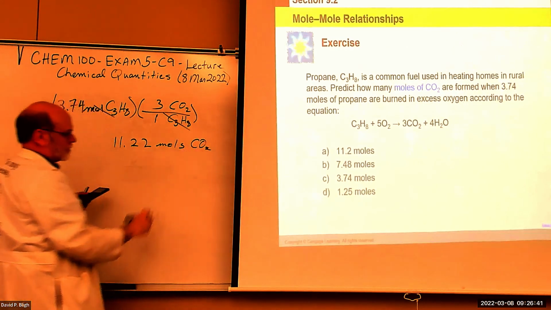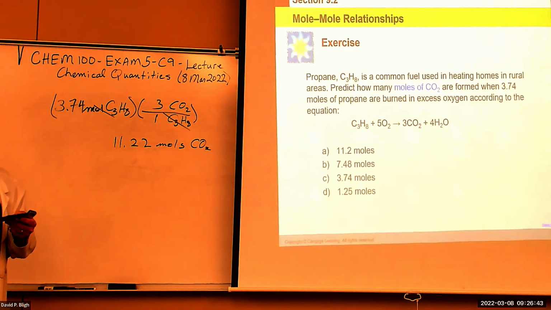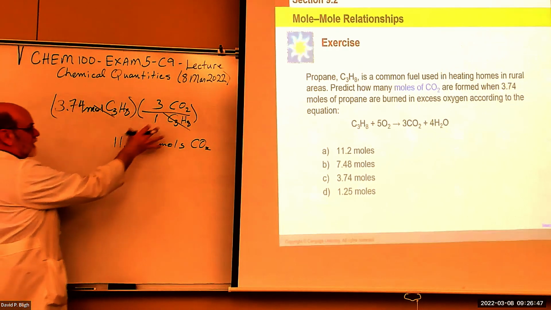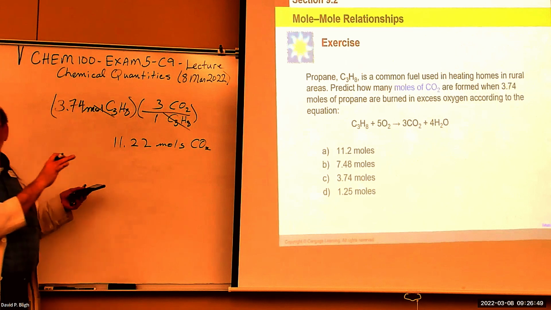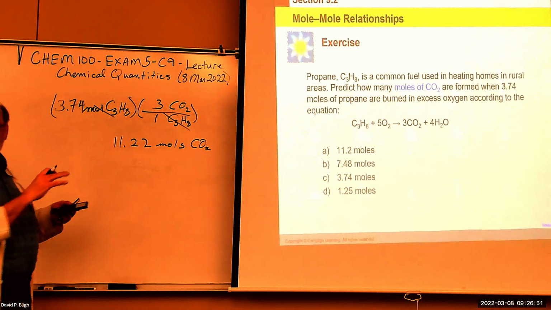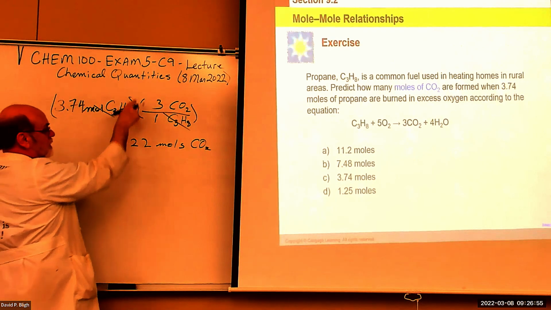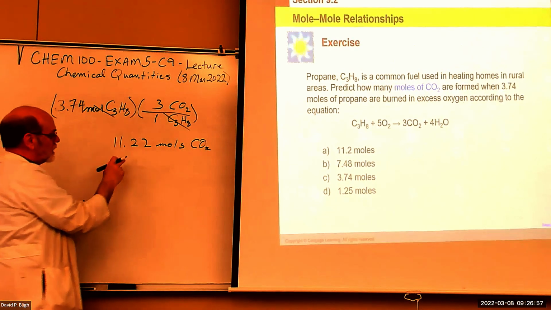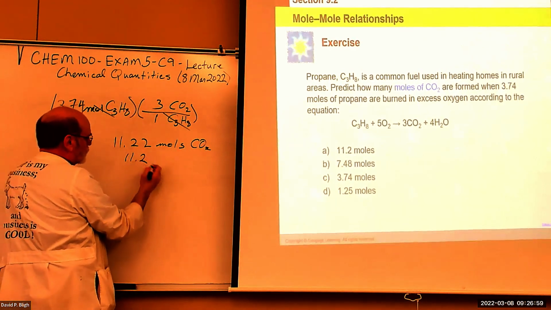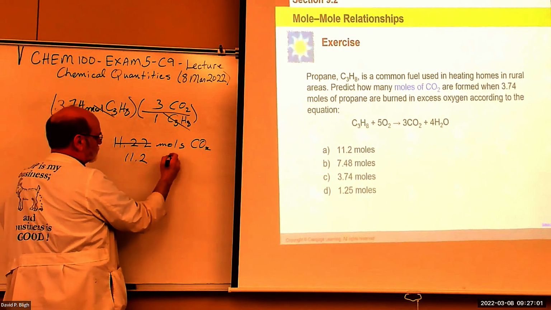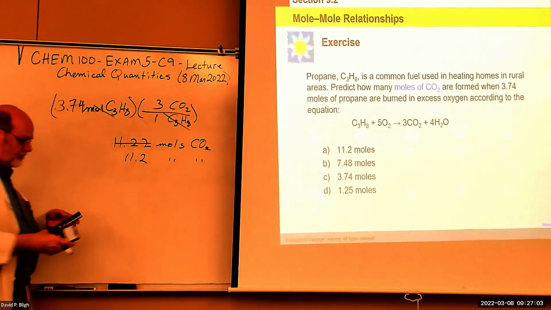carbon dioxide. But if we're going to obey our significant figures rules, this is a conversion factor. That's an exact number. It doesn't limit you in any way. This is the limit. 3 significant figures, multiply, divide rule. So we need 11.2 moles of carbon dioxide.